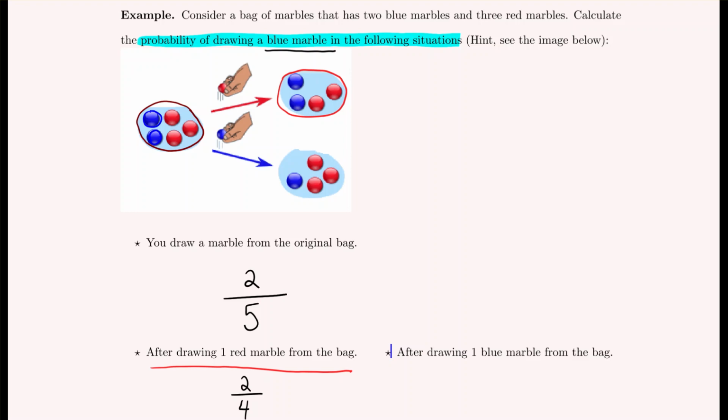This was our first example of a conditional probability. We are calculating the probability that we would get a blue marble after we knew that 1 red marble had been removed from the bag.